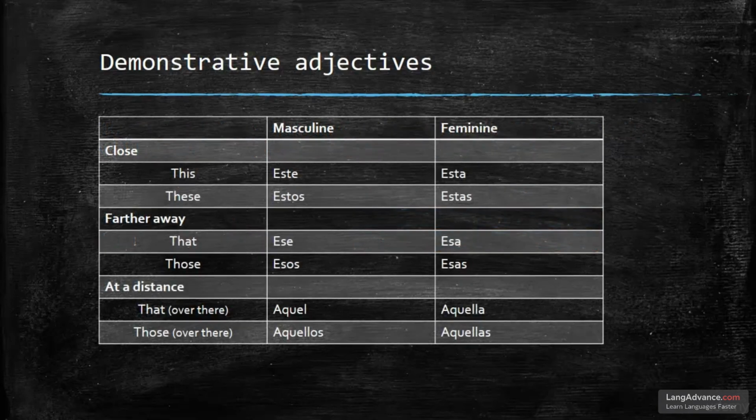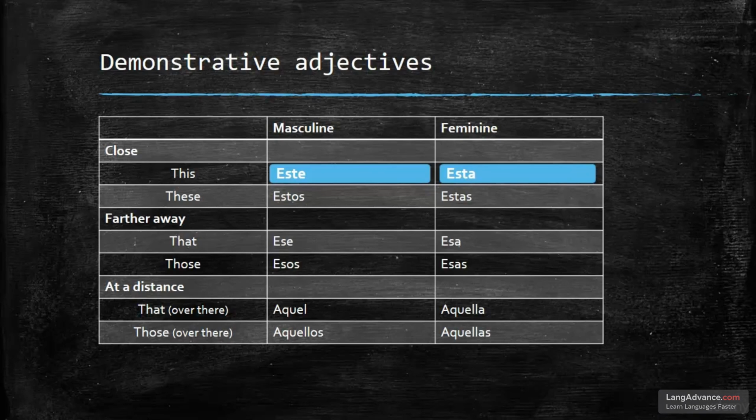Let us look at all 3 sets of demonstrative adjectives together. The first set of demonstrative adjectives describe nouns that are close to the speaker. This translates to este for masculine and esta for feminine nouns. These will be estos with masculine and estas with feminine nouns.